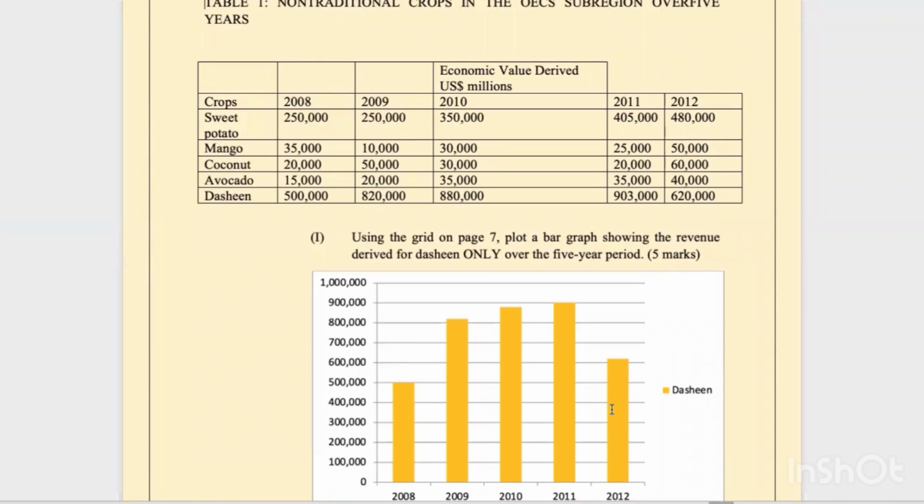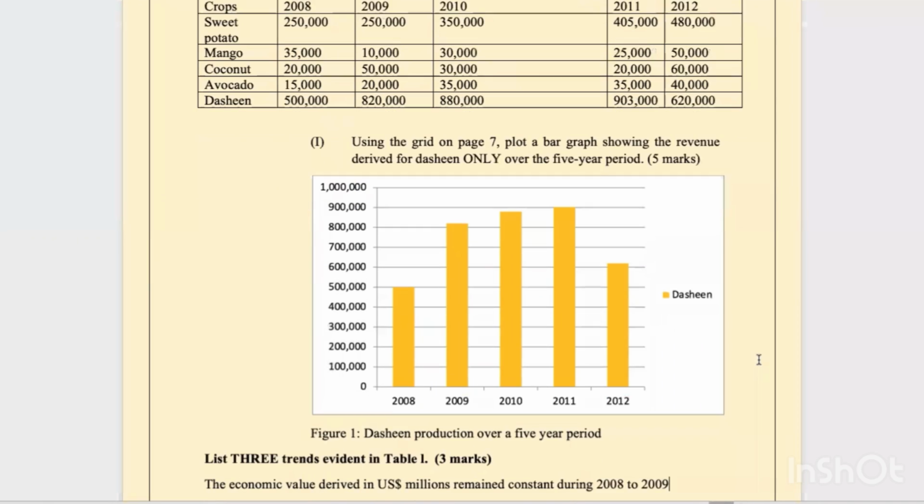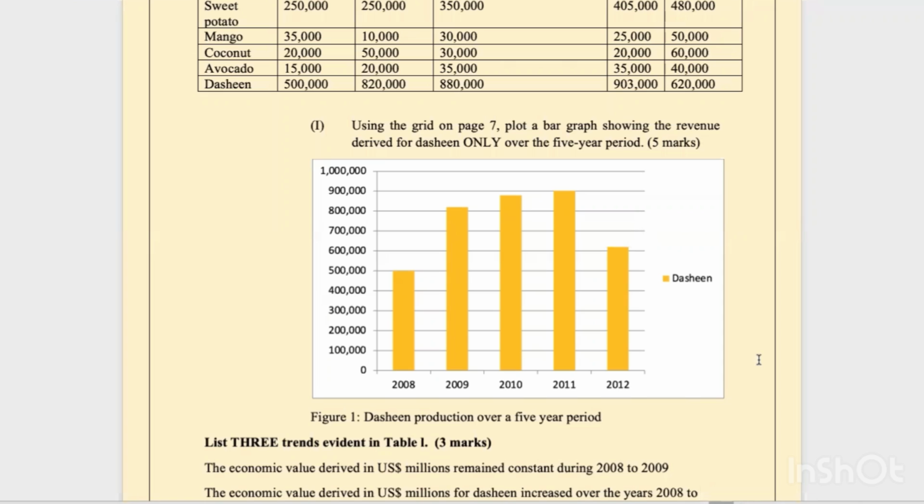Of course, what is an Envi paper without bothering us to draw a graph? Nevertheless, it says, using the grid on page 7, plot a bar graph showing the revenue derived for Dashin only over the 5-year period. I've extracted the data here for Dashin over the 5-year period, and I have constructed a bar graph here. Please remember to put a title below the figure. It's worth 1 mark. Label your axes and use an appropriate legend.